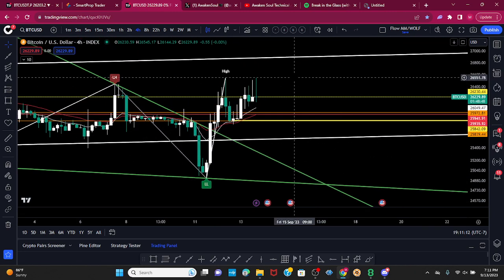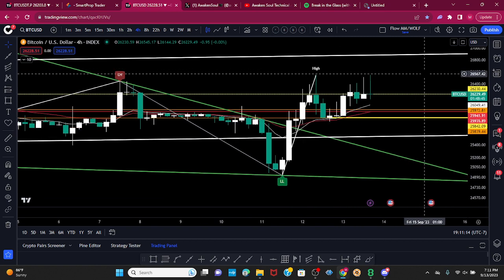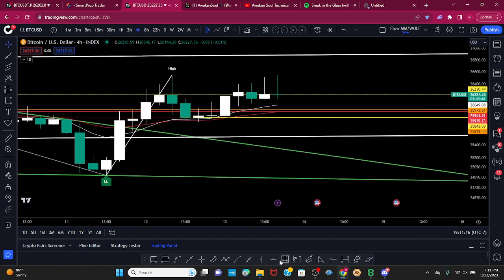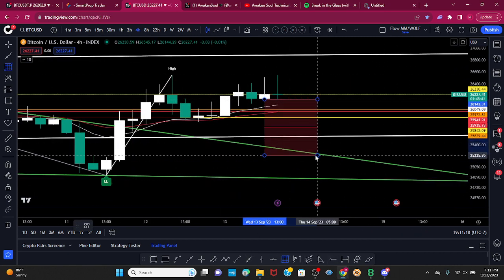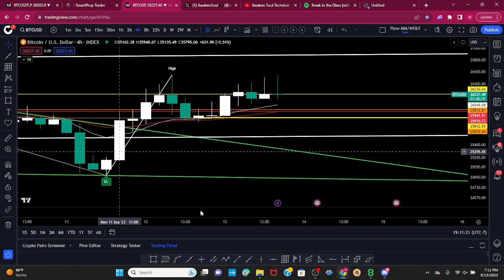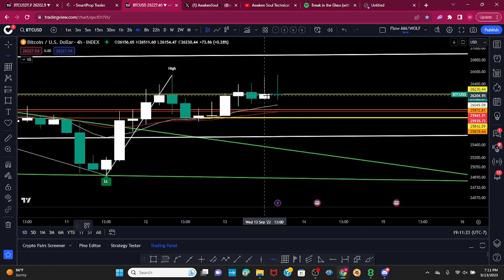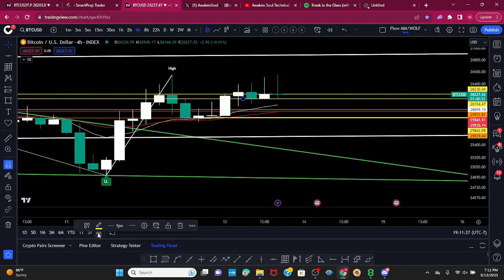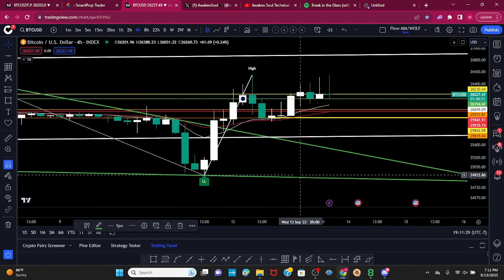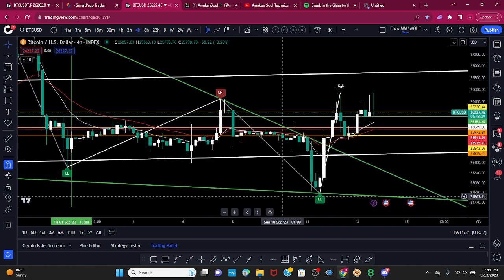Our range, right? Let's turn on our range. So our 4 hour support will be right here. Oops, wrong. My 4 hour support will be right here. Let me turn on my magnet. This is my 4 hour support. Beautiful.